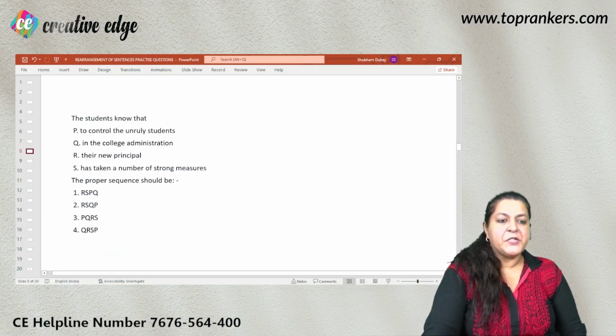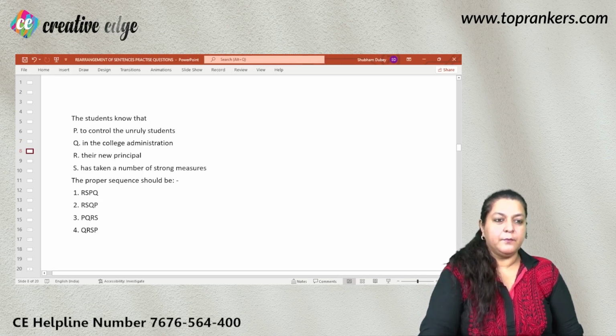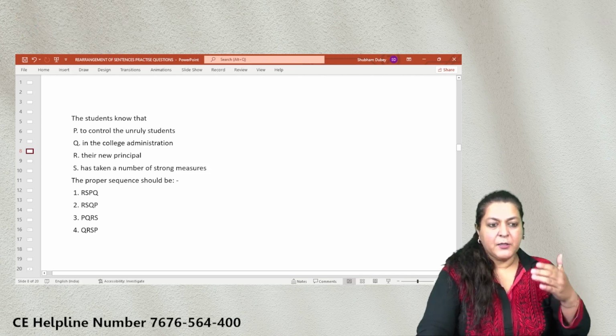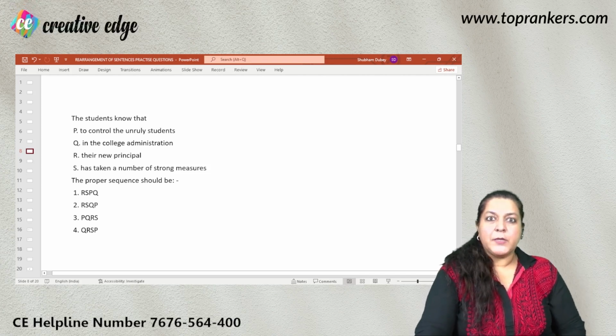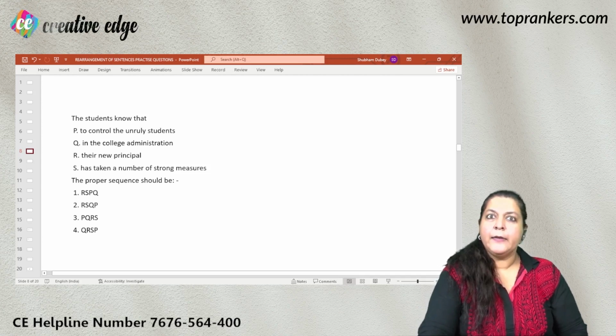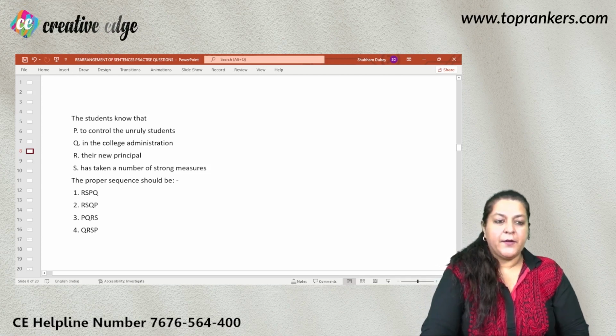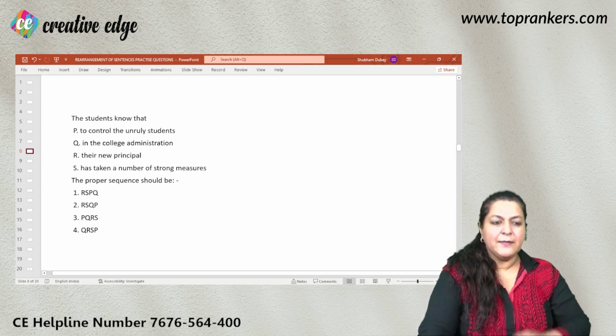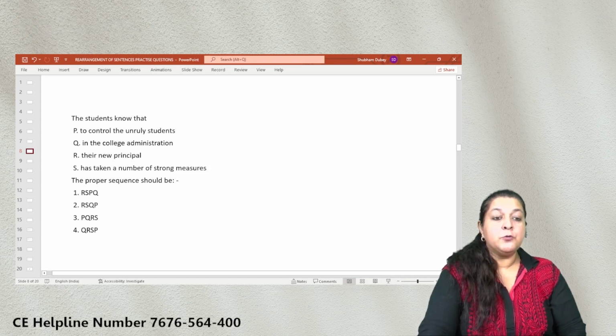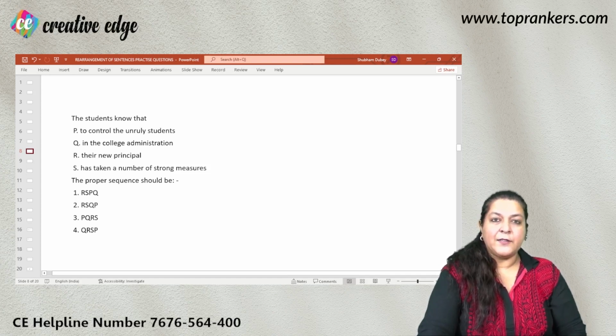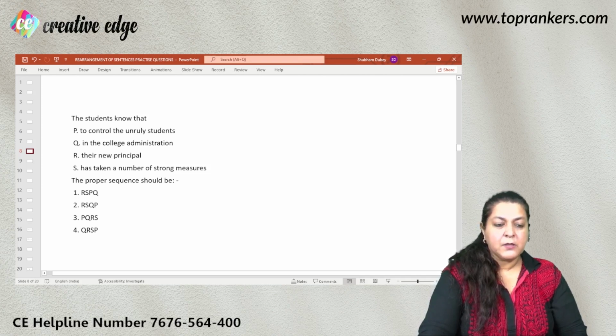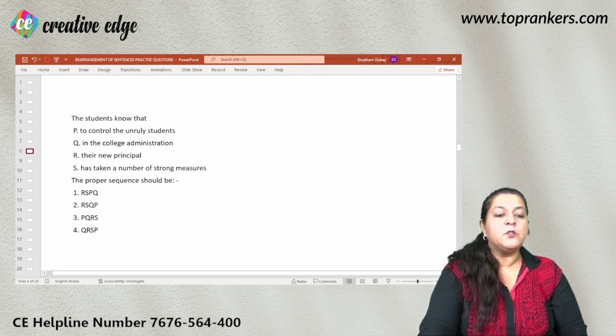So the next question in this line is, all right, as per the options, we have three choices, R, P, and Q. And a little bit of our work is done for us, wherein it has been fixed. The students know that. That is the part of the sentence that is fixed. Now the students know that it has to be to control the unruly students. The students know that in the college administration, or the students know that their new principal.